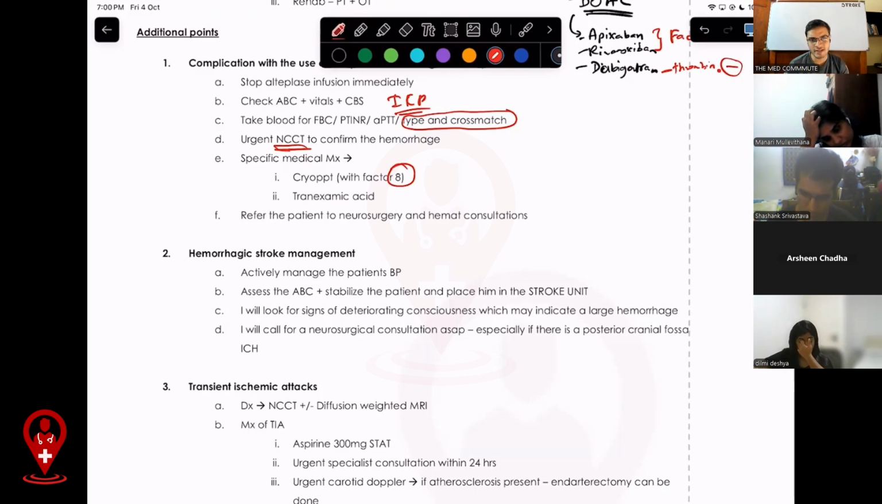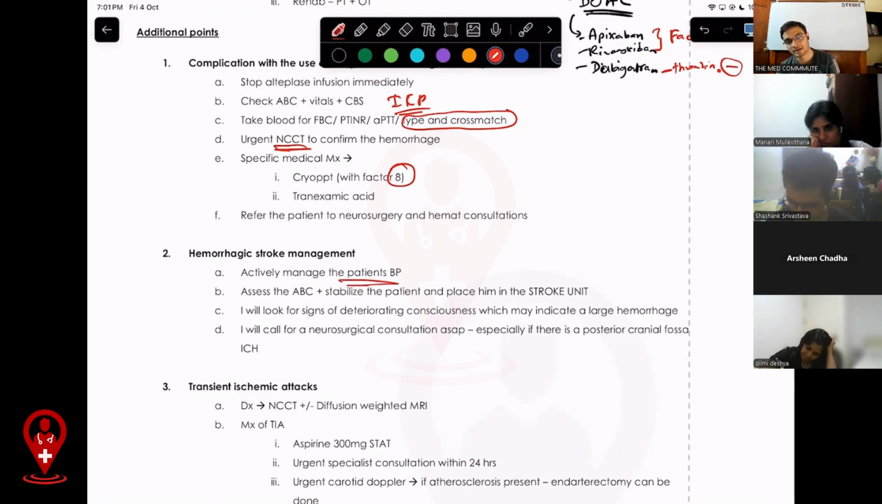Then guys, a few points about how you will manage a hemorrhagic stroke, right? This one is not a high yield area for your MBBS level, but what you need to know firstly, what did we say? Hemorrhagic stroke, suspect if there is hypertension, right? And because of that, actively manage to reduce the blood pressure, right?